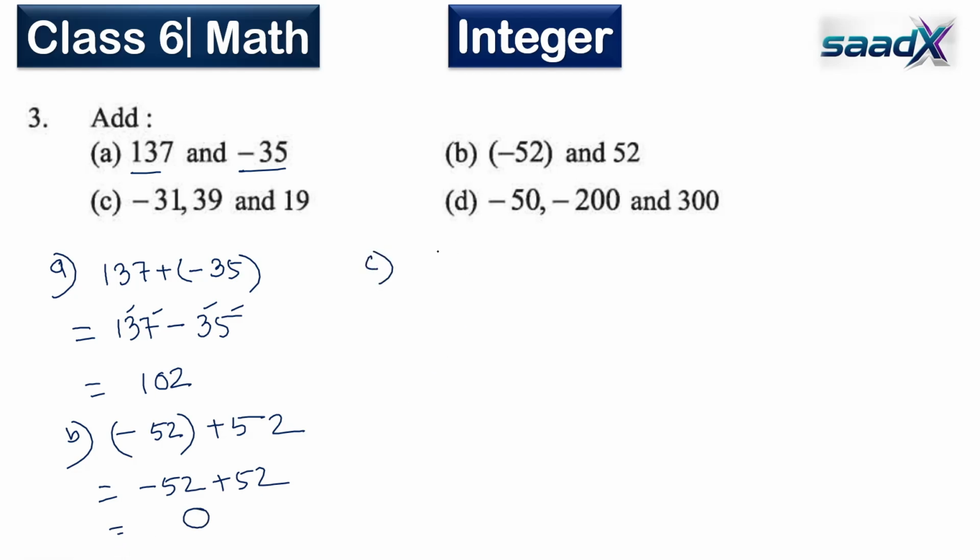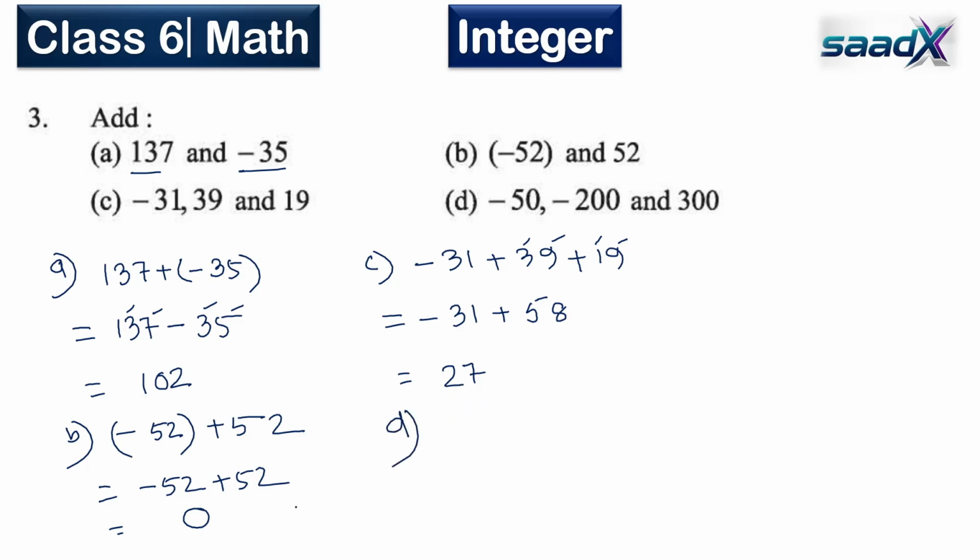Number C, minus 31, then add 39, then add 19. So here is minus 31 plus, this is both addition sign. So 9 plus 9 is a 18, 8, 3 plus 1 is a 4, carry 1, so 5. Now 58 and 31, once we compare, 58 is a bigger, so it should be plus sign. 1 minus 8 is a 7, 5 minus 3 is a 2, so our answer is 27.